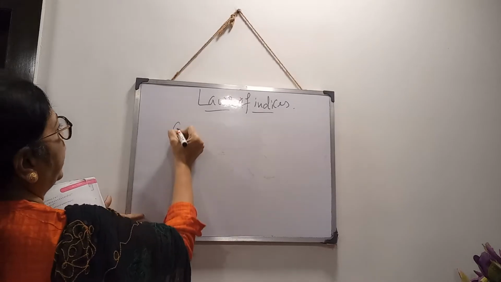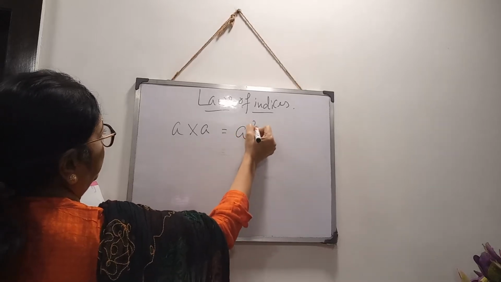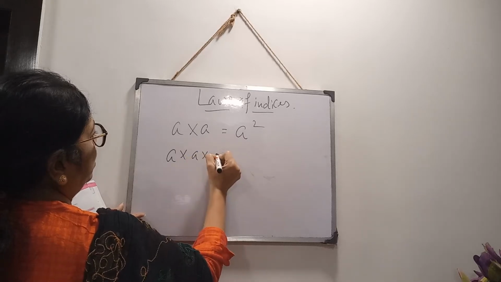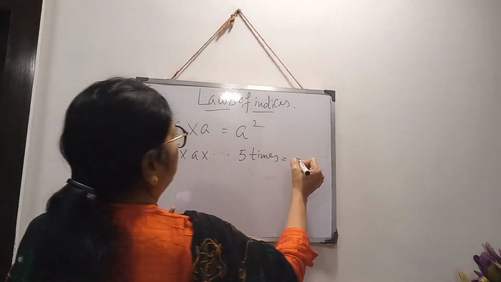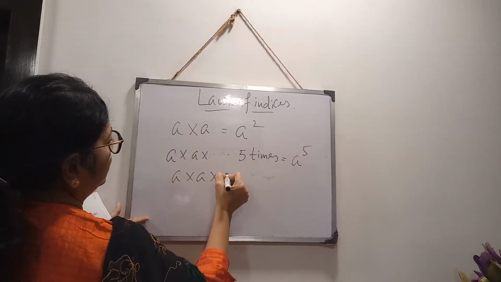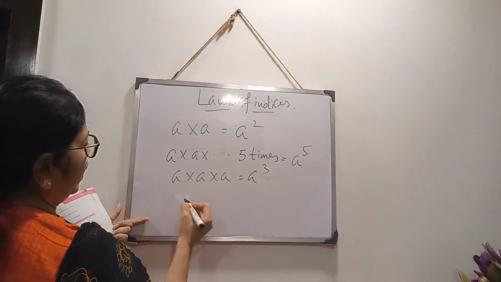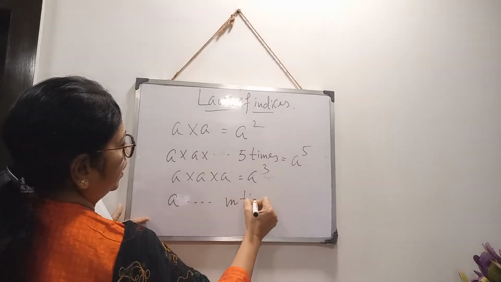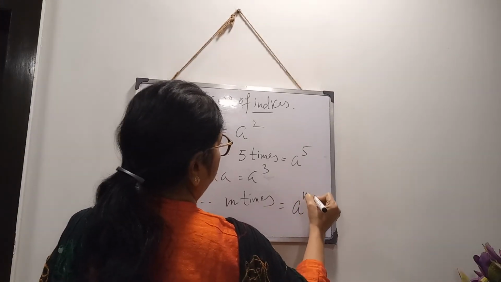Now you know if A is multiplied by A into A, what do we write? A square. A is multiplied 5 times by the same variable A, 5 times. Then what will I write? A to the power 5. Clear? A is multiplied 3 times. What do you write? A into A into A, A cube. So in general, if A is multiplied m number of times, here I am writing m times, then what do I write? A to the power m.